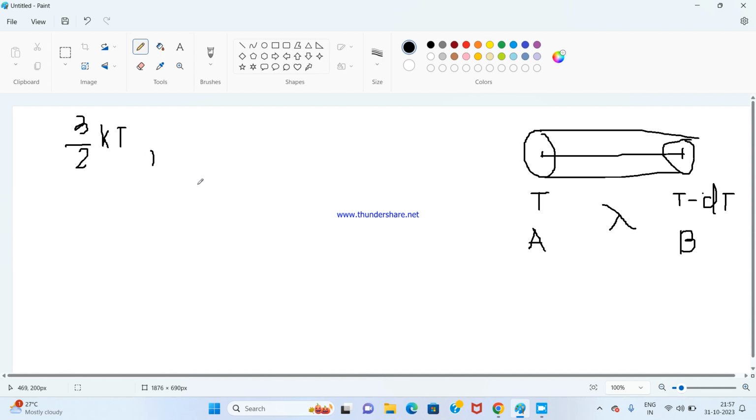And the energy at the end B is 3/2 k (T minus dT).